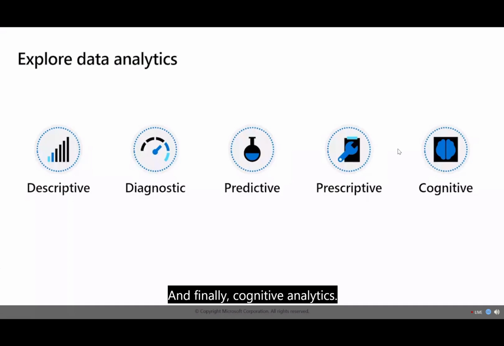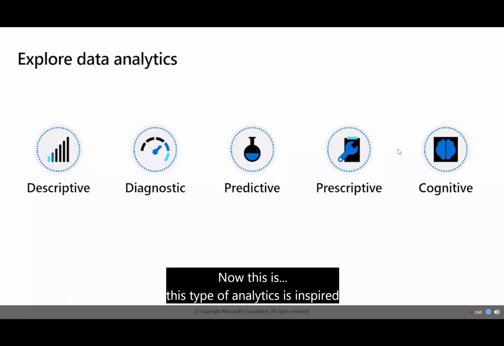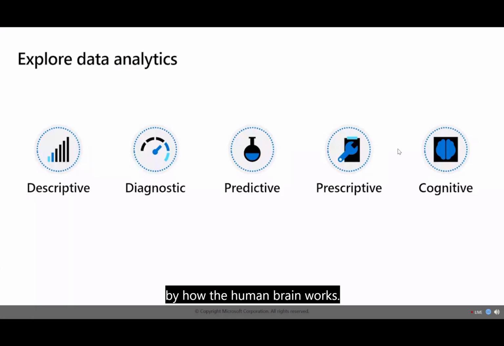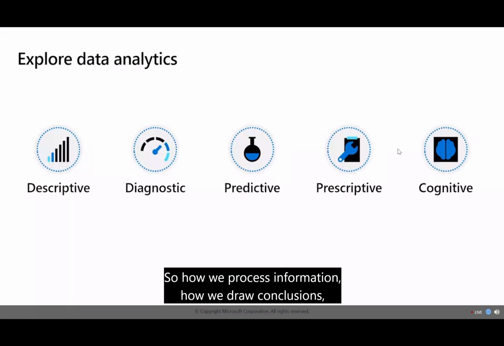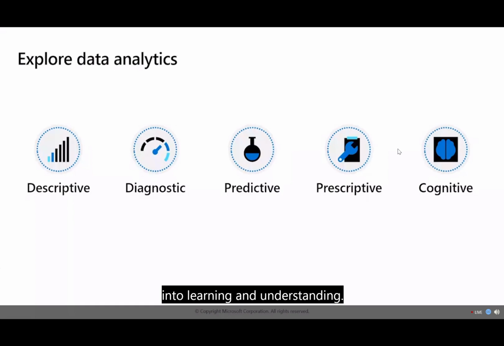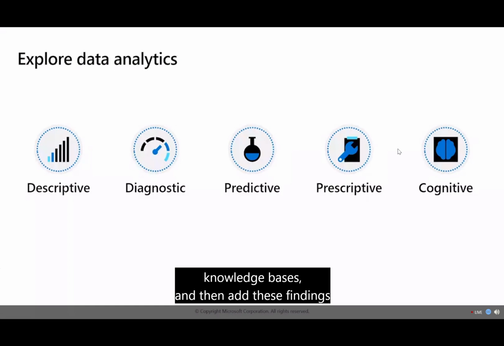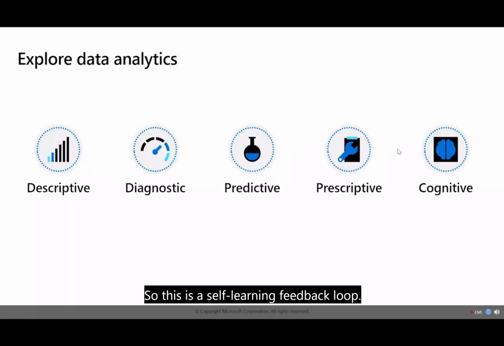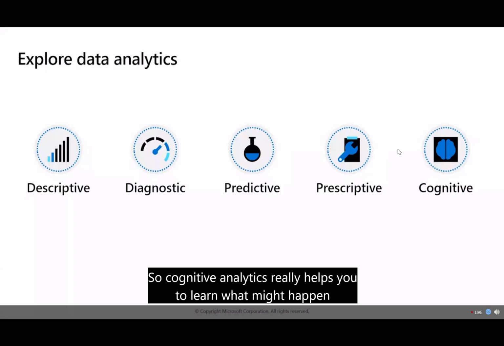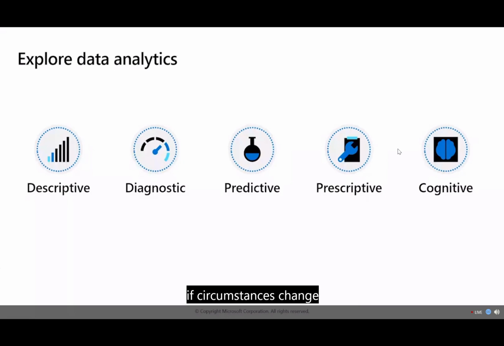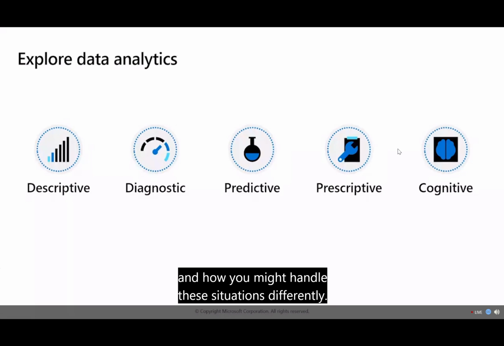And finally, cognitive analytics. Now, this type of analytics is inspired by how the human brain works. So how we process information, how we draw conclusions, how we codify instincts and experiences into learning and understanding. Cognitive analytics really attempts to draw inference from existing data and patterns, derive conclusions based on existing knowledge bases, and then add these findings back into the knowledge base for future inferences. So this is a self-learning feedback loop. Cognitive analytics really helps you to learn what might happen if circumstances change and how you might handle these situations differently.